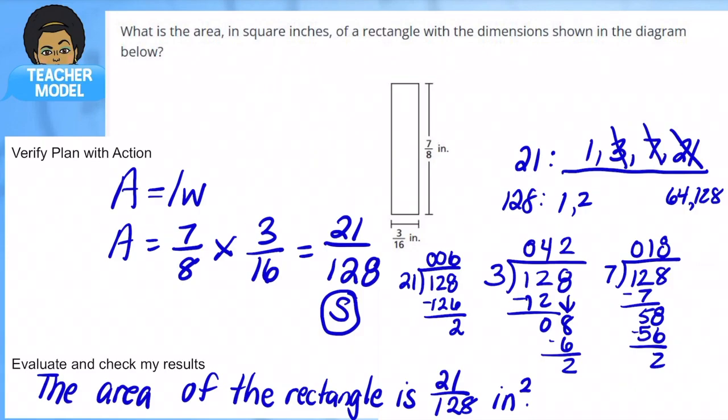The biggest takeaways in this lesson: in order to multiply fractions, we're just multiplying our numerator times our numerator and our denominator times our denominator. And to make sure our answer is in simplest form, look to see if they have any common factors. Hope this clears things up.